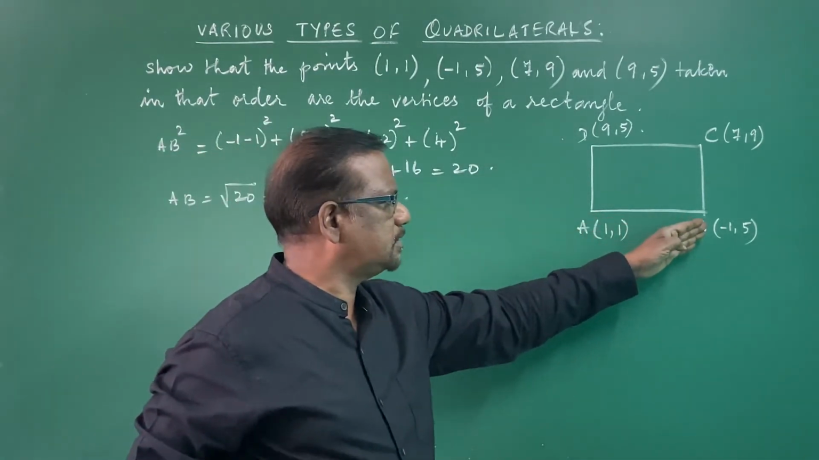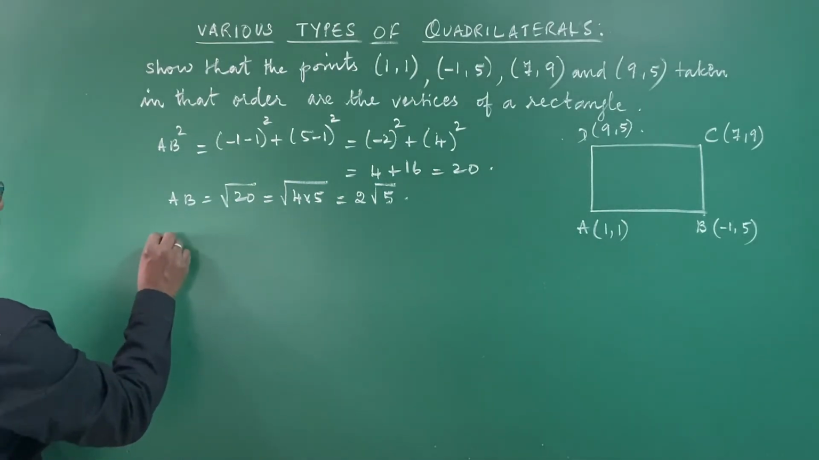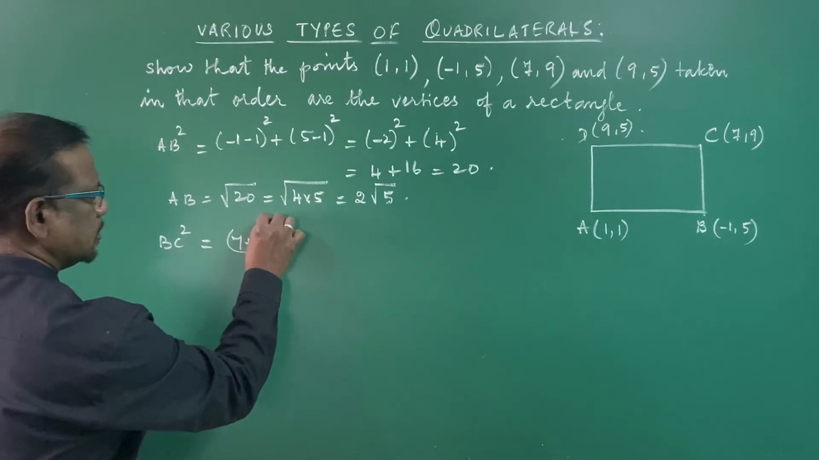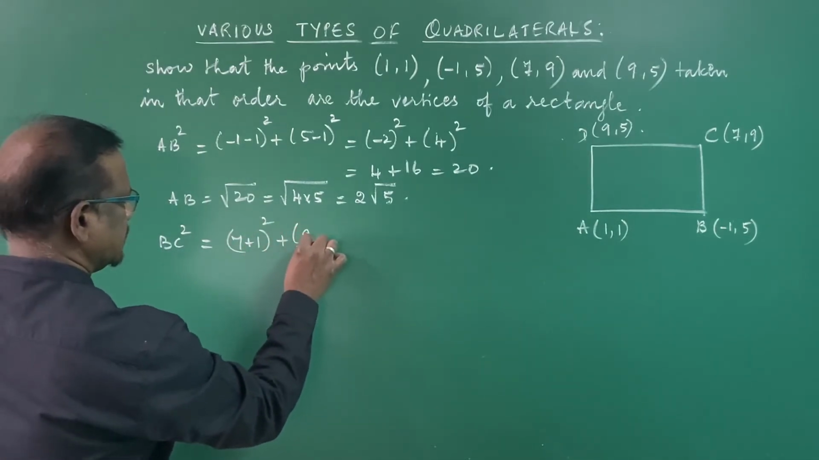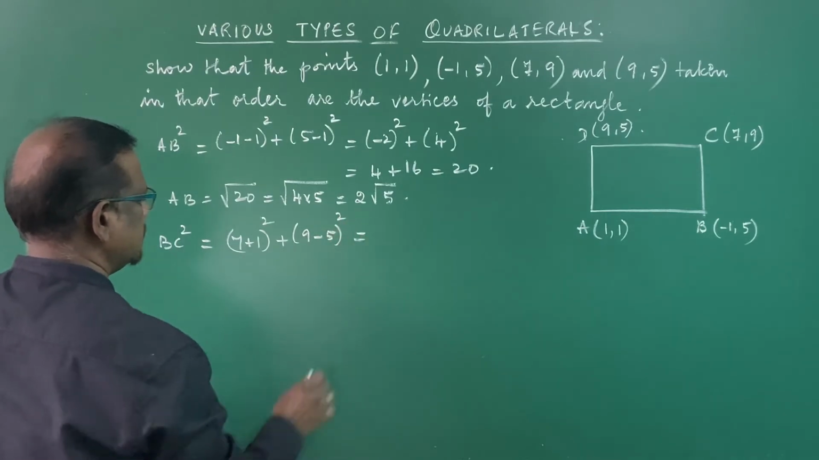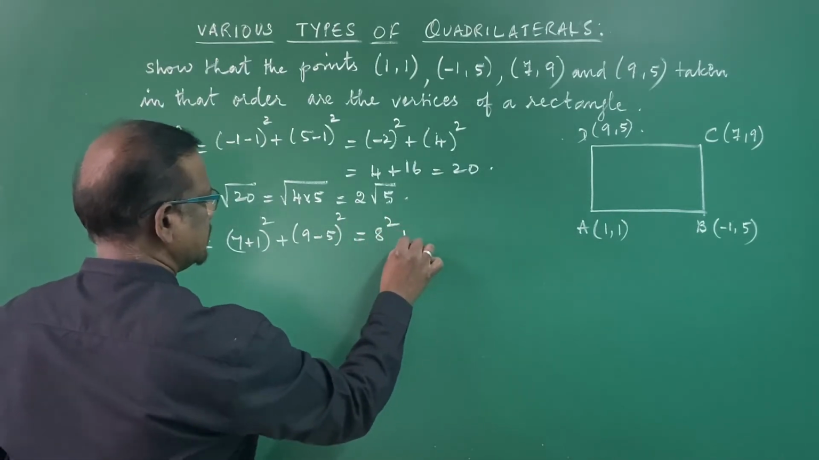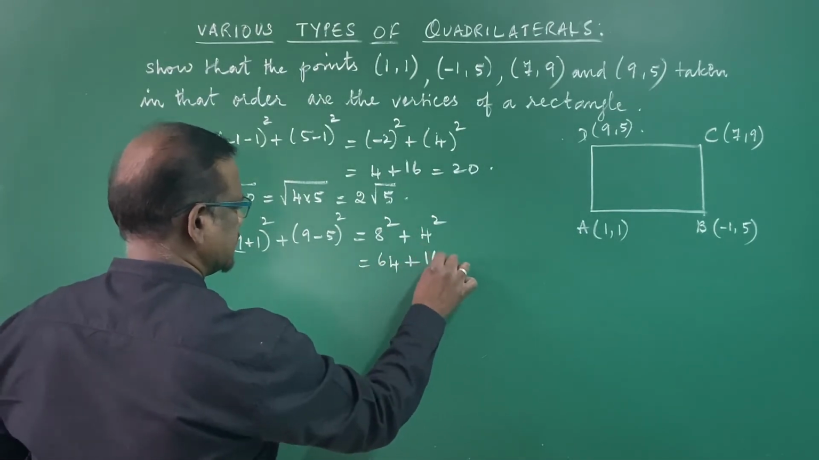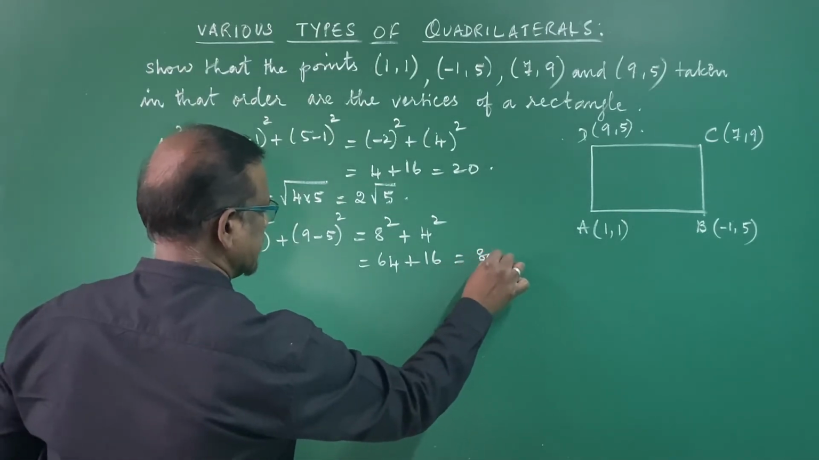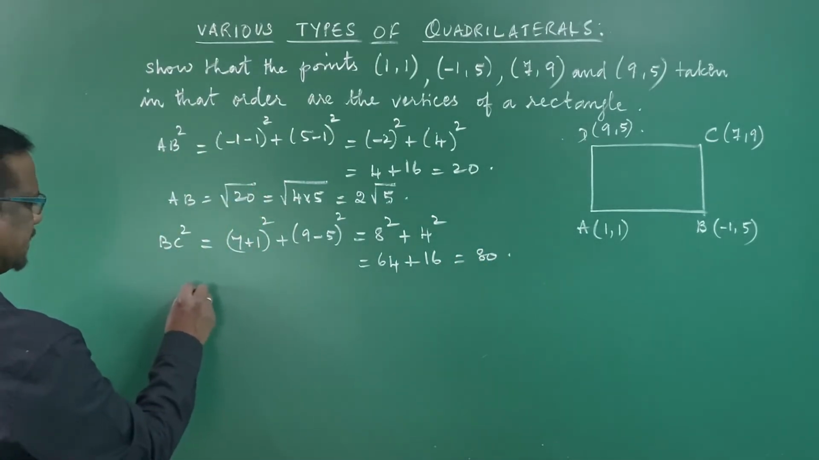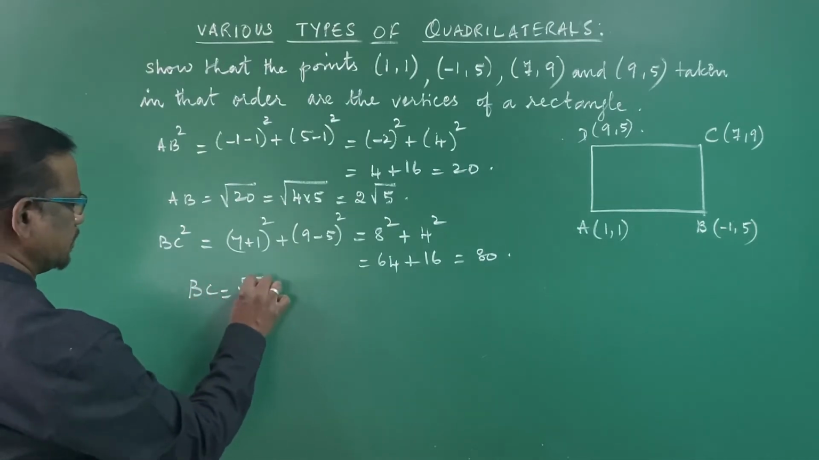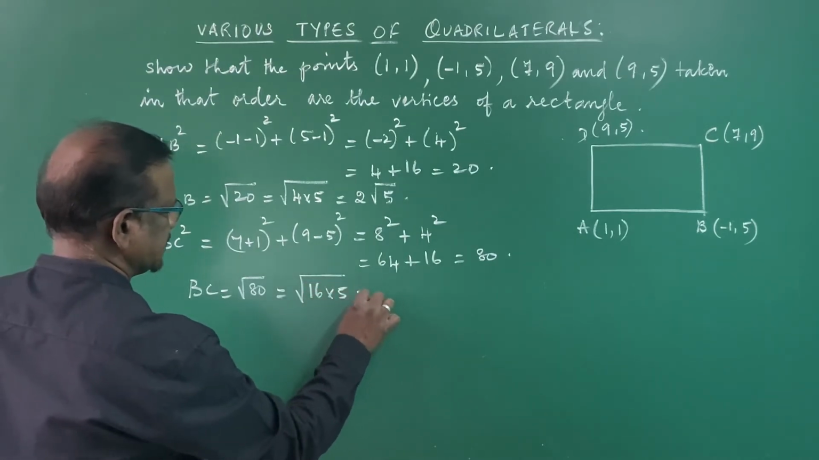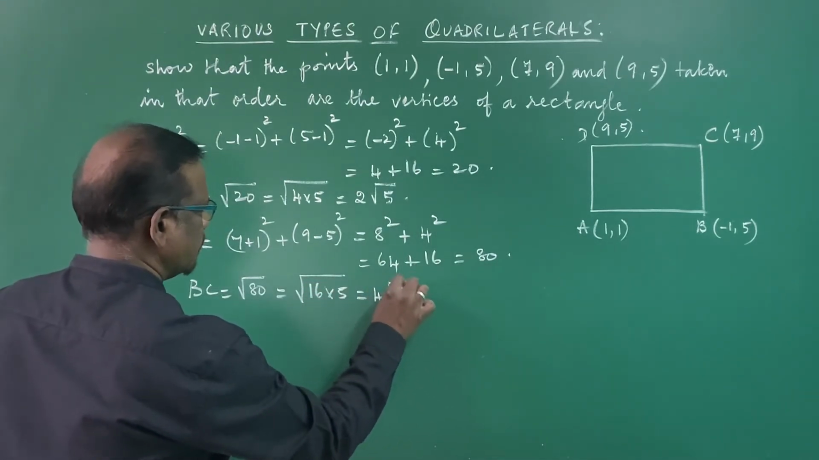Similarly, let us find the length of BC. So, BC square is equal to 7 plus 1 whole square plus 9 minus 5 whole square, that is equal to 8 square plus 4 square, that is equal to 64 plus 16, that is equal to 80. And therefore we write BC is equal to square root of 80, which can be written as square root of 16 into 5, and we write it as 4 root 5.